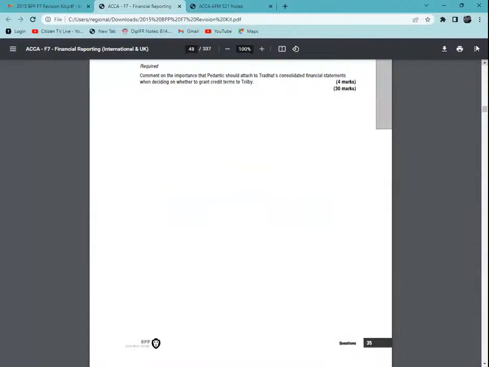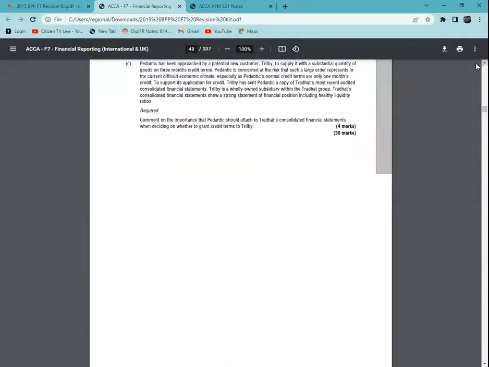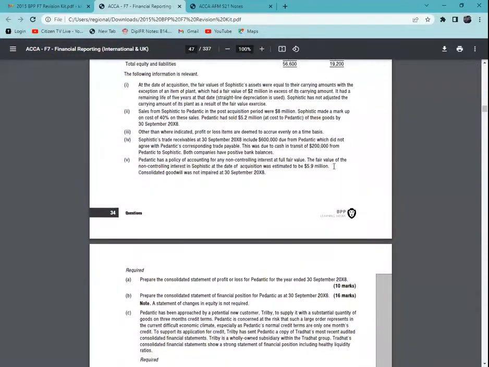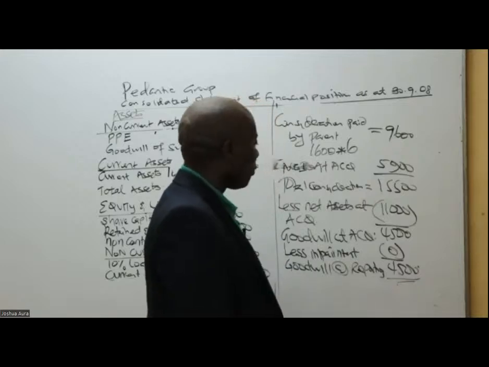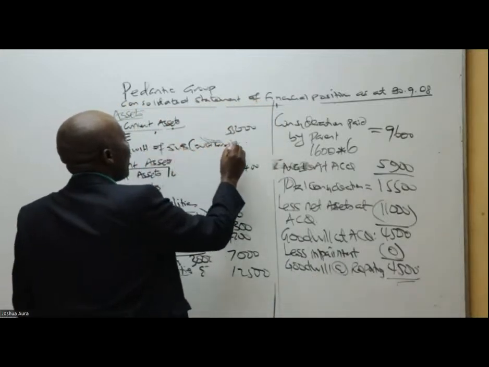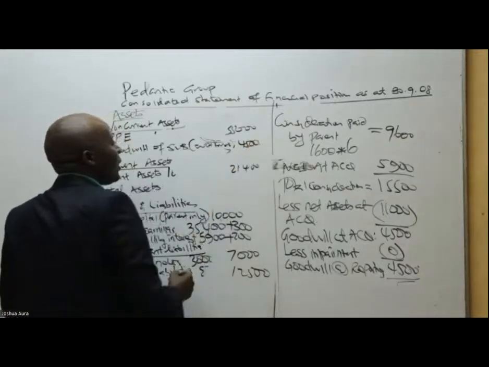Yes, they told us that, unless I'm dreaming. They told us precisely that the fair value of NCI, consolidated goodwill, was not impaired as at the date. No impairment loss. So 4,500 is what I expect you to bring here. Goodwill 4,500.